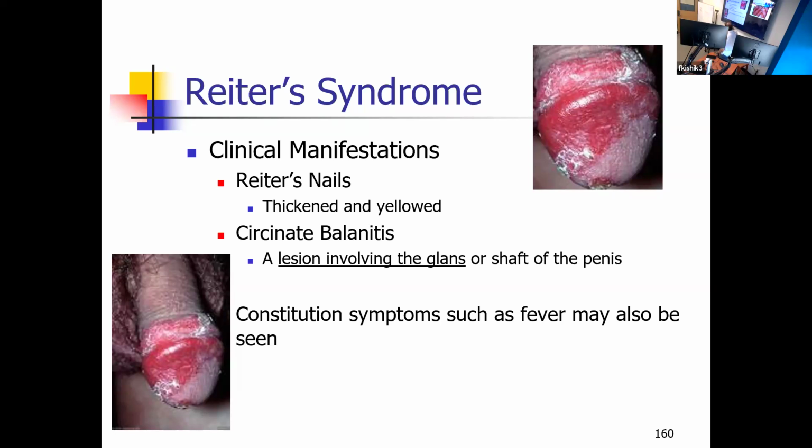then something called writer's nails. They're thick, yellowed nails, and they're very thick. I'm going to show you a picture in a second or two. These are all the clinical manifestations that you start looking for in the patient. If not, the case vignette will give you one or two. They'll absolutely give you one or two.